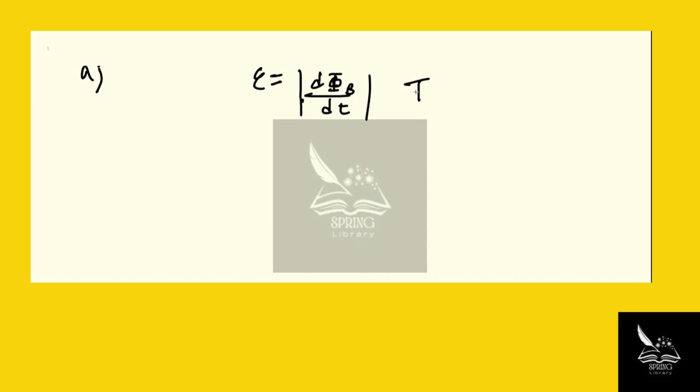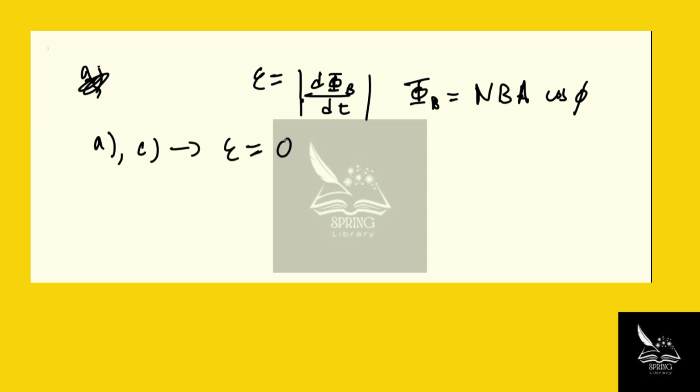And so magnetic flux, if you'll remember, is the number of turns in the coil times magnetic field strength times area times cosine phi, which phi in this case is 0, so this term is not 0. And area is the area of the coil. And so for part A and part C, you have the same answer, which is that EMF induced is 0.